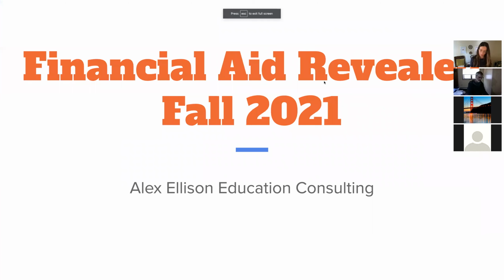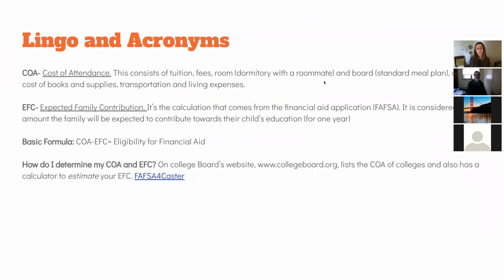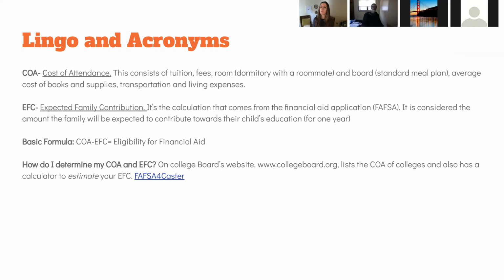Okay. So just to get started with some language and vocabulary, you'll see this stuff a lot in the coming months, especially when your student gets their financial aid award letter, and also when you're doing research. These are things to pay attention to. Cost of attendance includes the full cost of a college or university. That includes tuition, fees, room and board. They take an average of what a typical meal plan is and what a typical dorm costs. They also throw in a small budget for books, supplies, transportation, and living expenses.